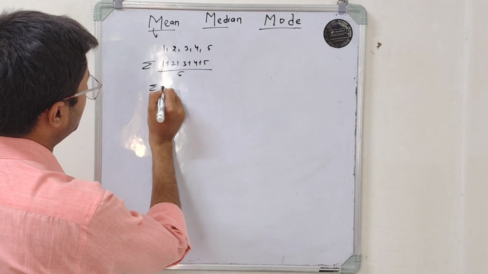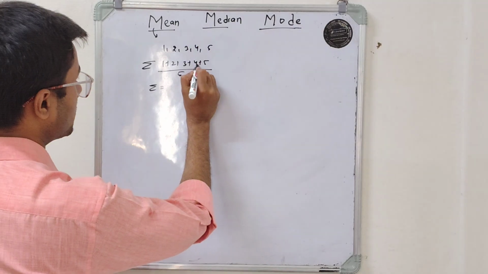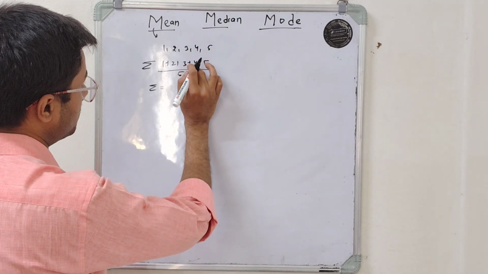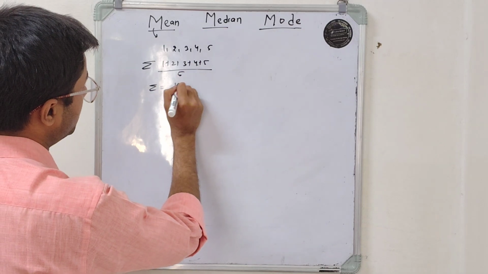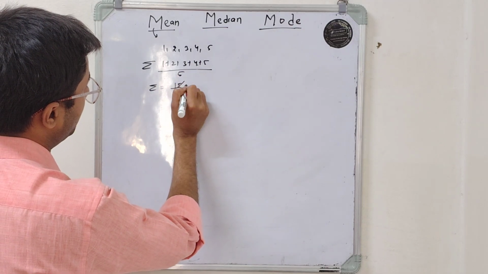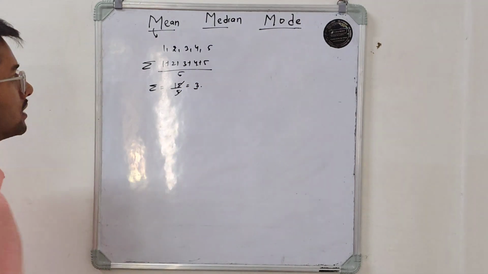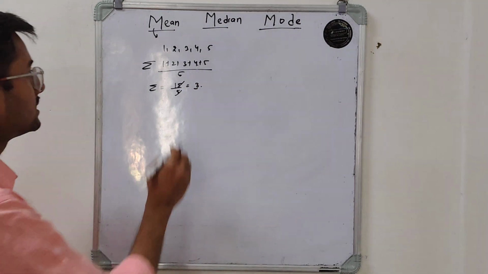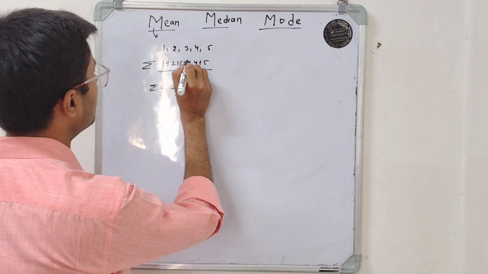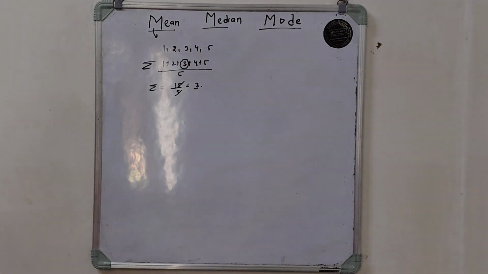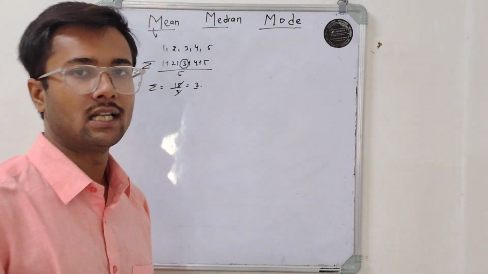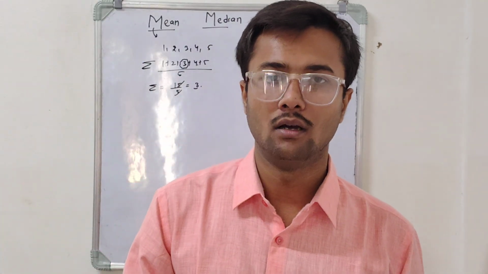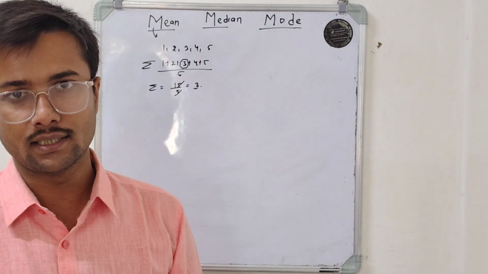Okay, so what will the overall value be? 5 plus 4 is equal to 9, 9 plus 1 is equal to 10, and 10 plus 5 is equal to 15, and 15 divided by 5 is equal to 3. So overall we can see that 3 is the mean. Okay. One more point: we can calculate the mean only when there is no outlier.